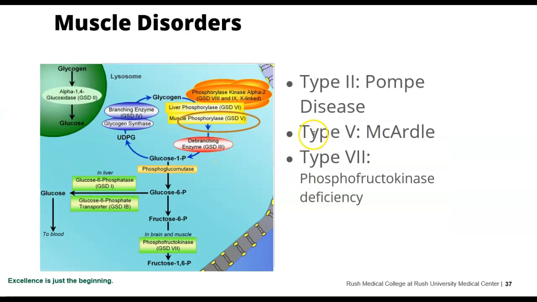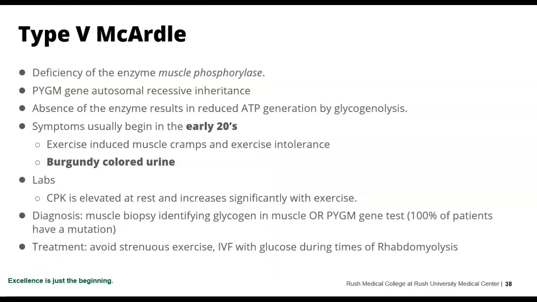The next one I want to talk about is the glycogen muscle disorders. Some affect the liver and some affect the muscle. So Pompe's disease, which is actually a lysosomal and glycogen storage disorder, McArdle's, and phosphofructokinase deficiency. I'm going to talk about Pompe's when we talk about muscle disorders in more detail, but I want to talk about McArdle's, which is a deficiency of the enzyme muscle phosphorylase.